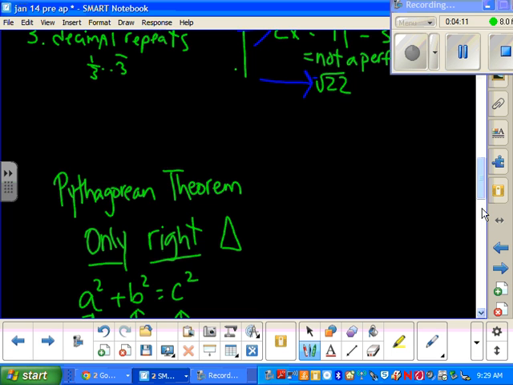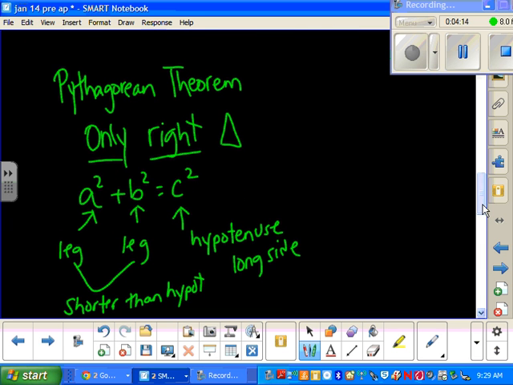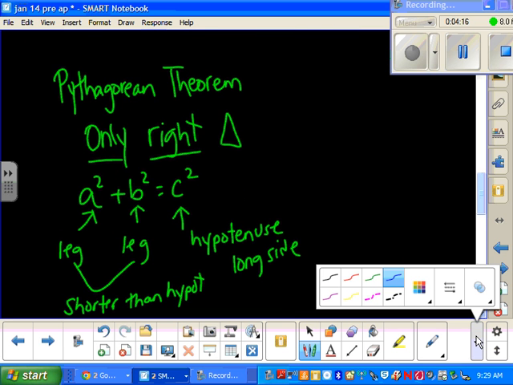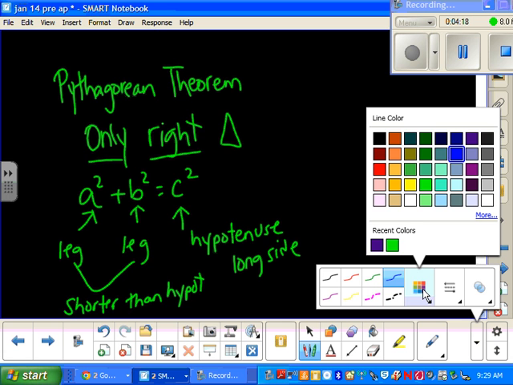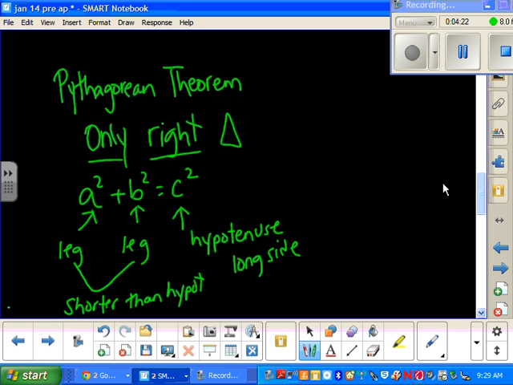All right, moving on, let's talk about the Pythagorean theorem. We've been working on this for a few days in class. Everyone should be familiar with it. But remember, it only works on right triangles. You can only use it on a right triangle.